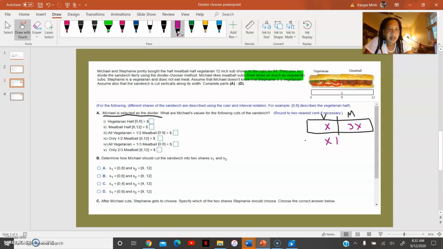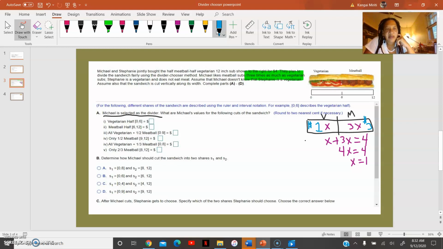And x plus 3x will give us the whole value of the sandwich. Remember that the whole value is $4. 4x equals 4, so x must be 1. So what do we now know? We now know that the veggie side is worth $1 to Michael, and that the meatball side is worth $3.